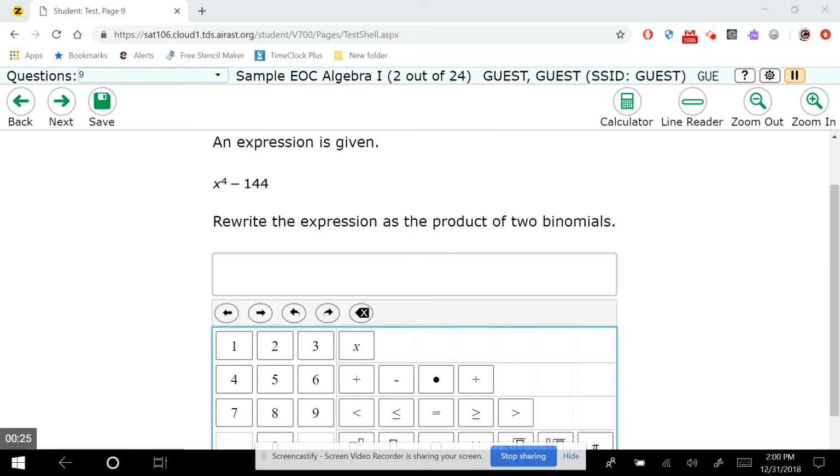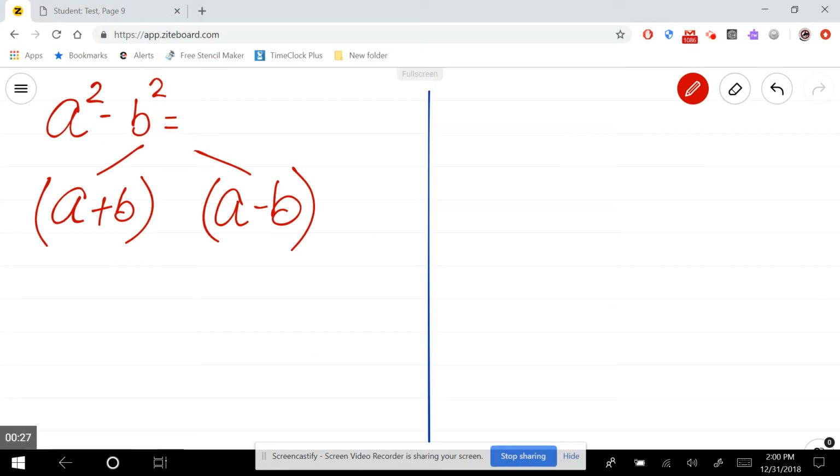In order to solve this question, I wanted to share a formula that we are going to apply in this question and many more questions like these. Once you know the formula, this question will be a piece of cake. The formula is a squared minus b squared equals a plus b times a minus b. Anytime the first and second pieces are perfect squares of any numbers, you can always break them down as a plus b times a minus b.